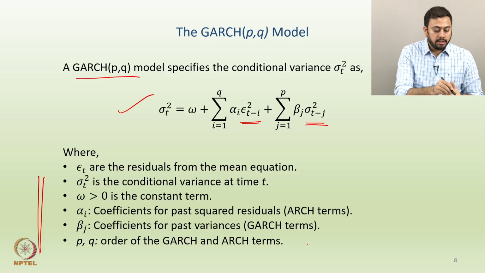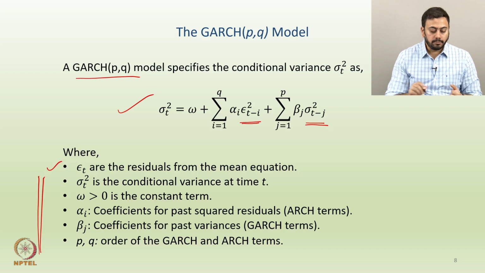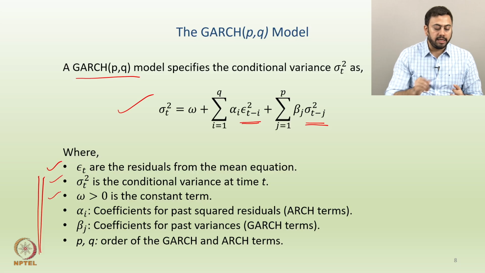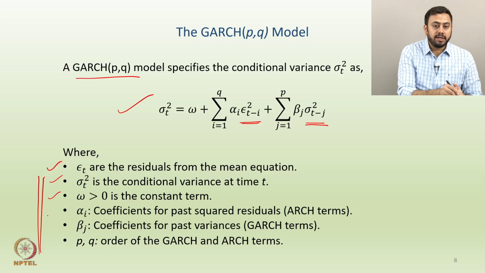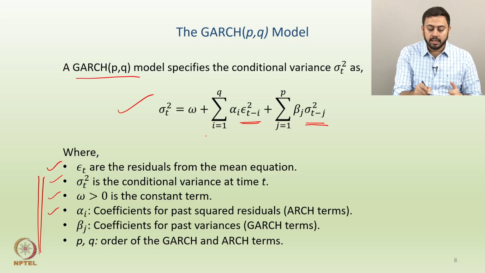Make sense? Epsilon t is nothing but the residuals from the mean equation. Whatever mean equation you fit, let us say using an ARIMA model or ARMA model, epsilon t denotes the residuals extracted from that mean equation. Sigma t squared as always is the conditional variance at time t. Omega serves as an intercept, which is assumed to be positive, the constant term. Alpha i's are the coefficients for past squared residuals. By the way, this is the ARCH effect, or the ARCH terms.